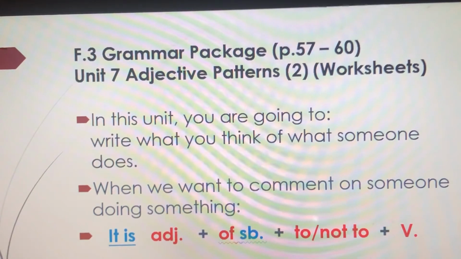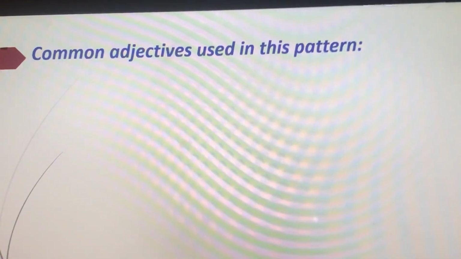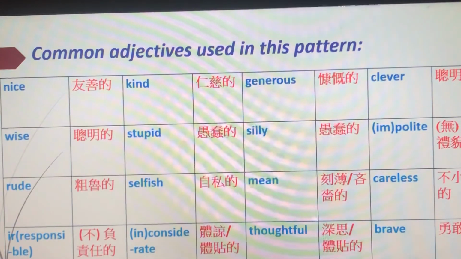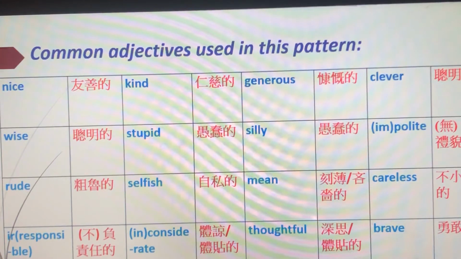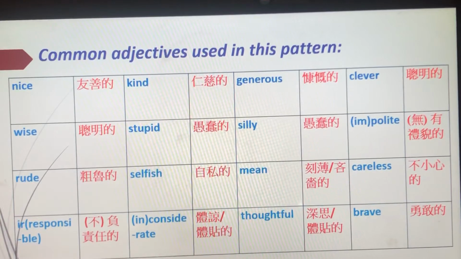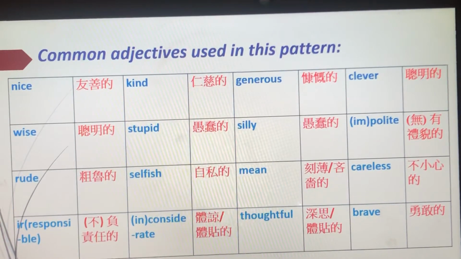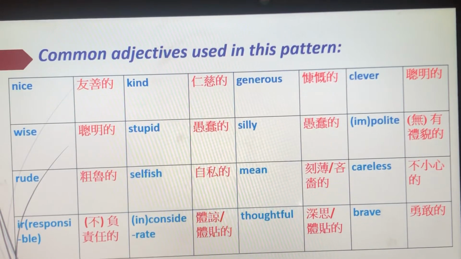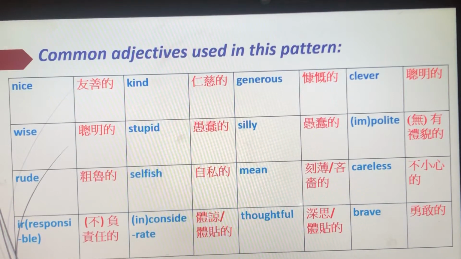Okay, now because the adjectives you're going to see in this unit, the common adjectives we use in this pattern, are all what we call personal adjectives. Okay, personal, that means we can use these adjectives to directly describe a person. But in this pattern, we use these common adjectives with the preposition of, okay? So remember, let's look at them very quickly.